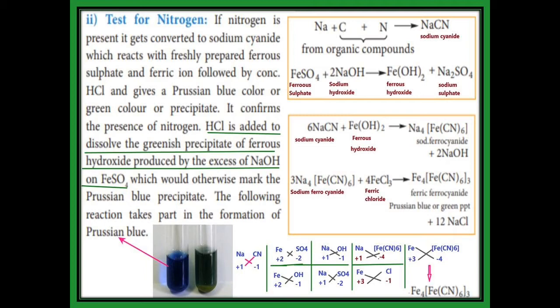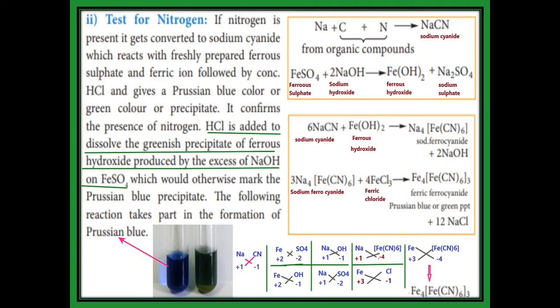So the next one, now the sodium cyanide reacted with the ferrous hydroxide. What is the product we get in the second reaction? That is reacted with the first reaction product. We get the sodium ferrocyanide. See the formula, sodium ferrocyanide, Na4Fe(CN)6. That Fe(CN)6, CN6 we have to put in the bracket. Then along with that we get the sodium hydroxide.